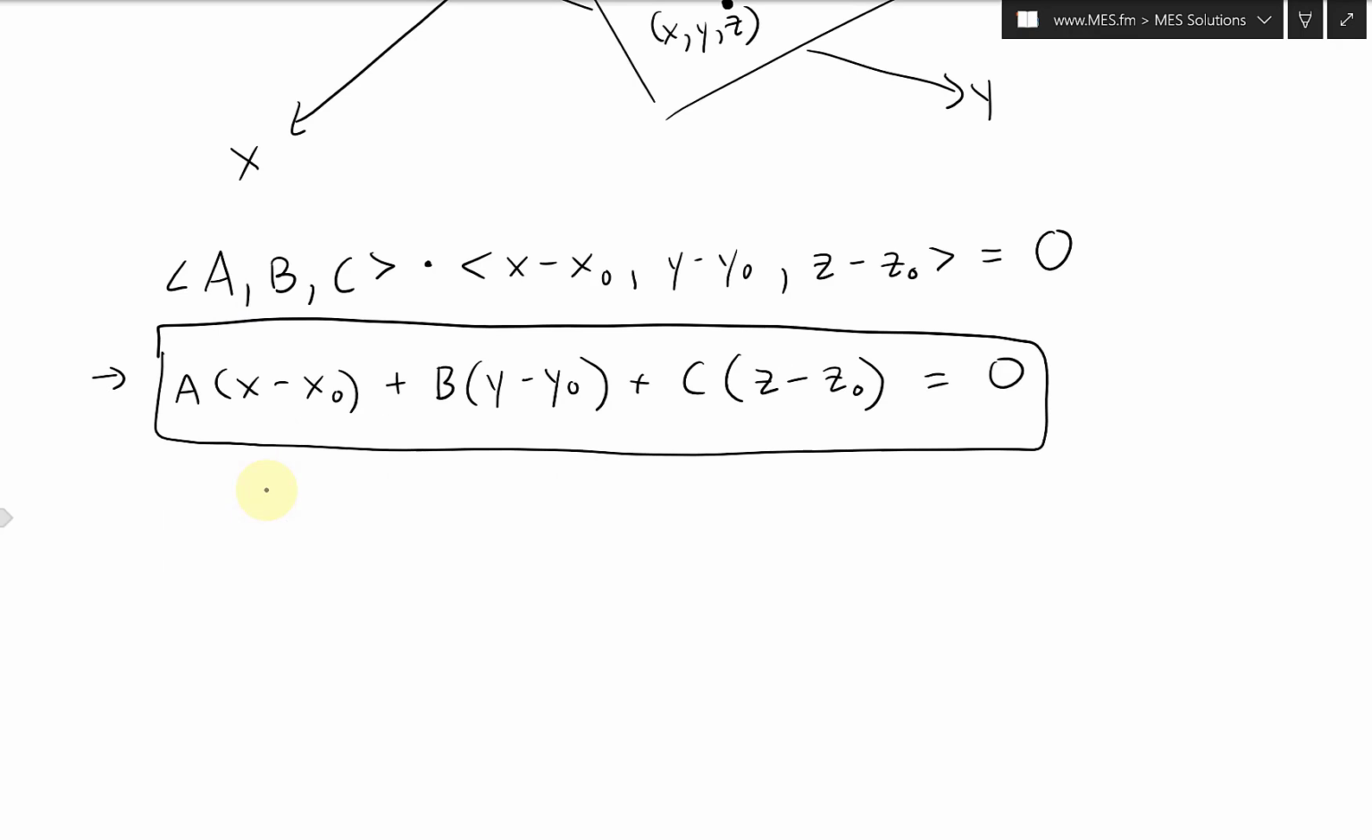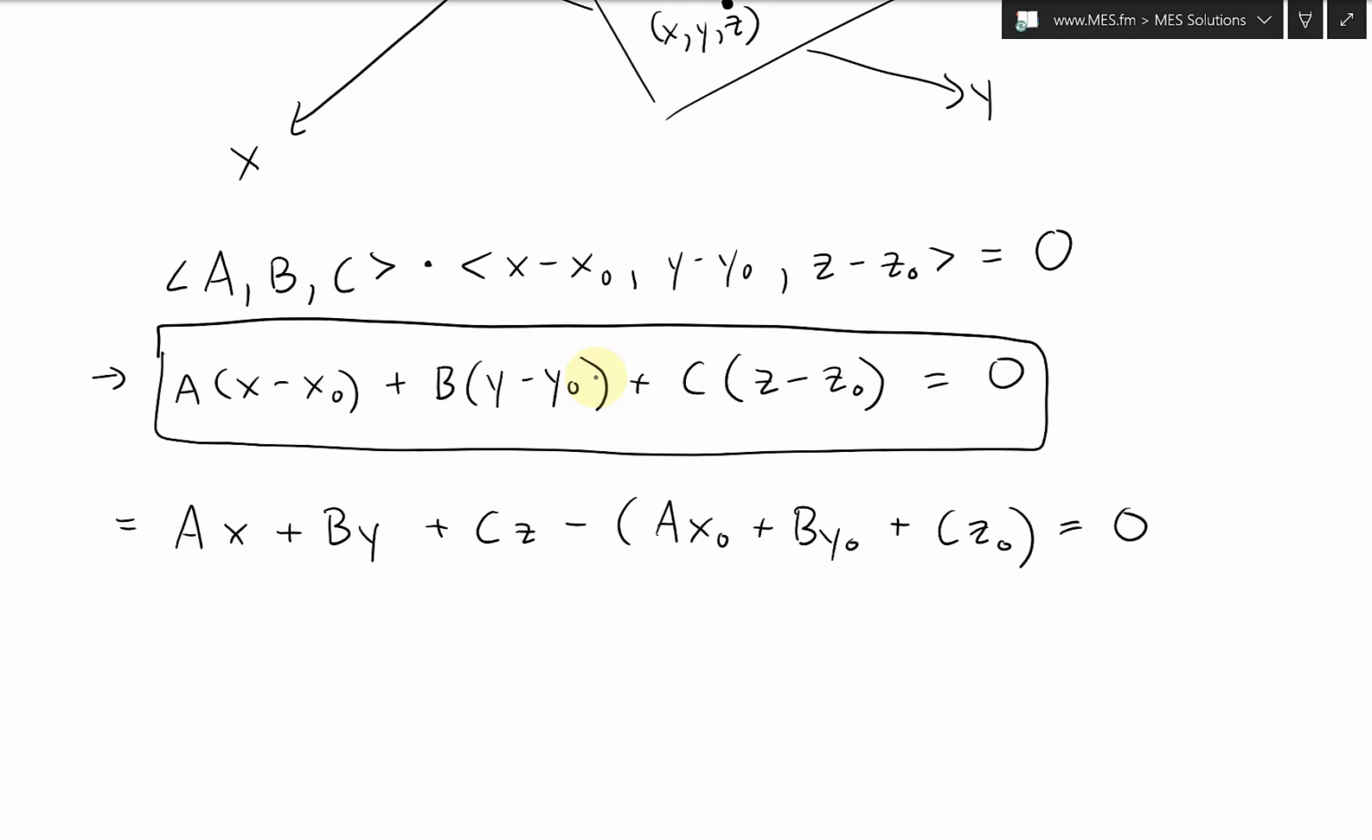The next one is you can expand this out. This equals a times x, then minus a times x0, but we'll do that after. So a times x, and the next one is b times y plus c times z. Then when we add those up, we'll get minus a x0 plus b y0 plus c z0, and this equals 0.